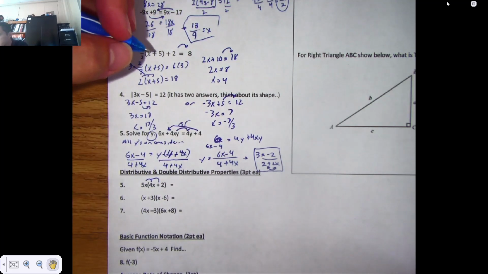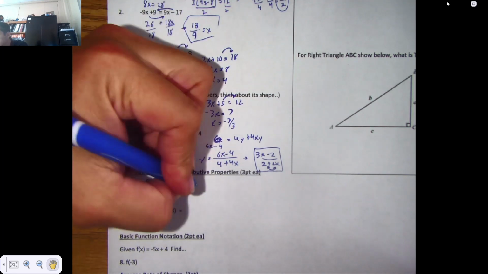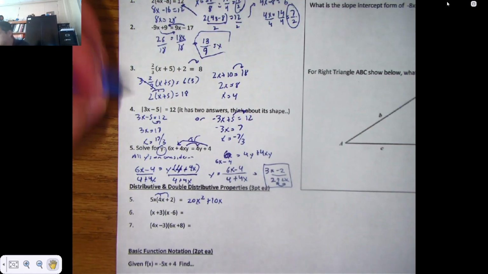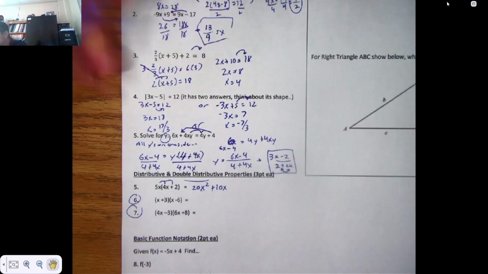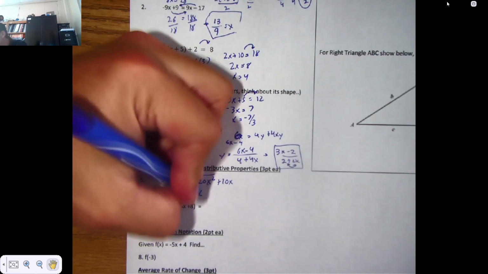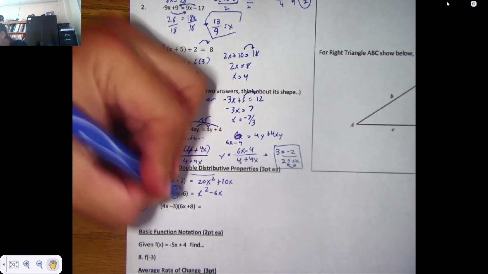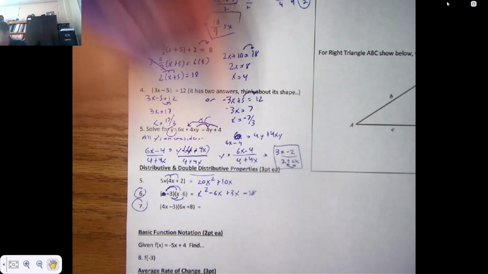But anyways, distribute your 5x. 5 times 4 is 20. X times x is x squared. 2 times 5x plus 10x. 6 and 7 are that double distributive property. X times x is x squared. X times a negative 6 minus 6x. Done with that, dude. 3 times x is 3x. 3 times negative 6 minus 18.